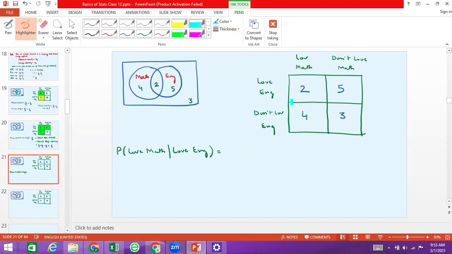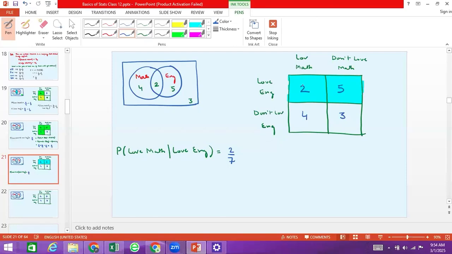When it is given to you that he already loves English, it means that you are already here. This is your universe now. He is from somewhere here. Given that he loves English, what is the probability he loves math? 2 by 7, right?